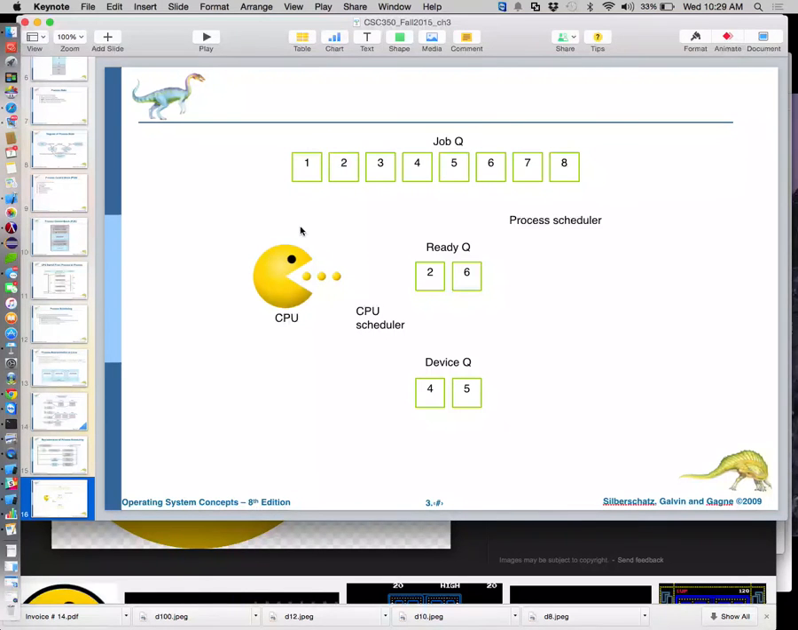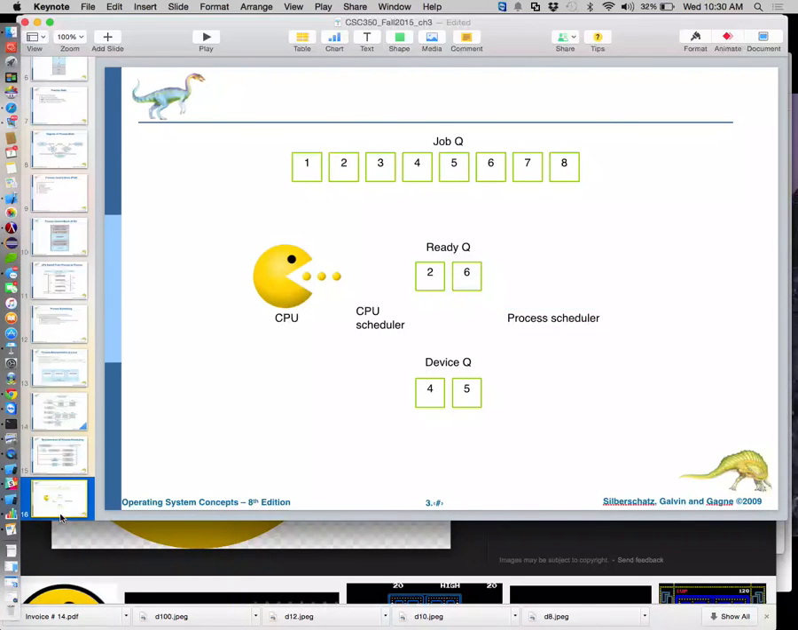So this is kind of a picture of what's happening inside of the process and the CPU schedule. We'll talk about this part specifically. Right now, we're talking about this part. At this point, we're not really talking about how this happens here. We're just talking about how things get from the job queue into one of these queues, and we know that Pacman feeds off of the ready queue somehow. Okay?